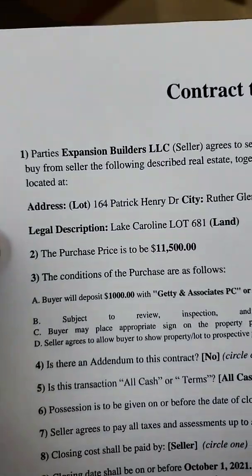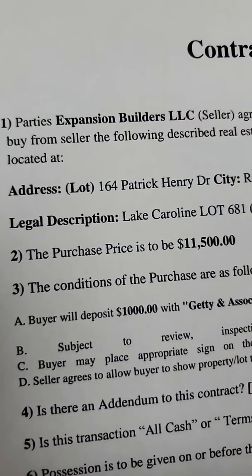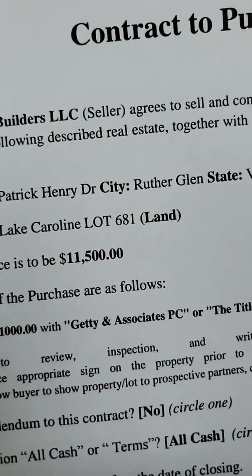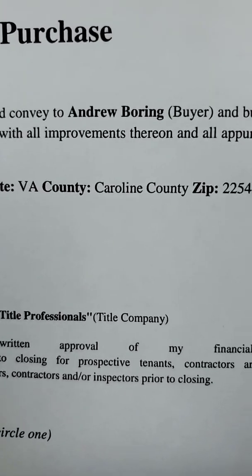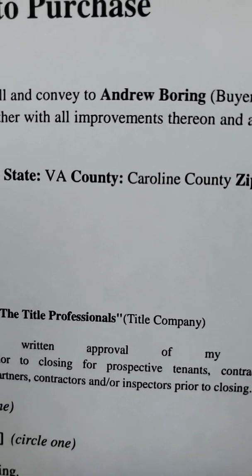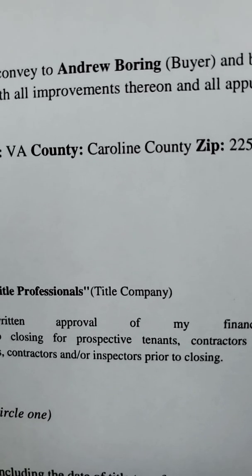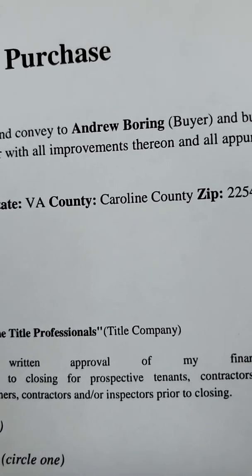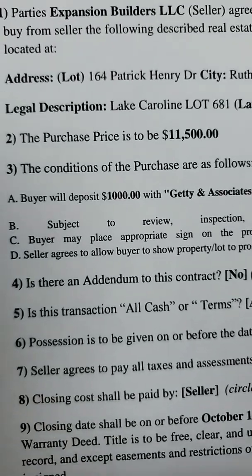Here is the same contract. Now remember, the parties: Expansion Builders LLC. This is me, the seller, who agrees to sell and convey to this new person right here, my end buyer. He's not an investor. He's a first-time buyer who wants to build a home on his land. Andrew. Yes, I'm putting his name out there. It doesn't matter. His name will be in public record soon. But anyway, Andrew, right here, I am going to sell this lot to him.